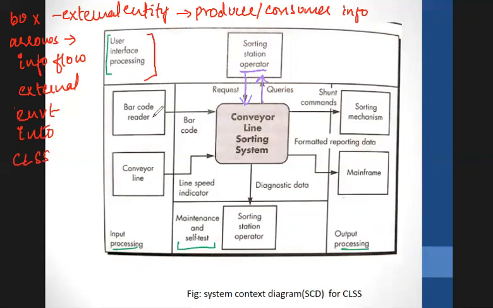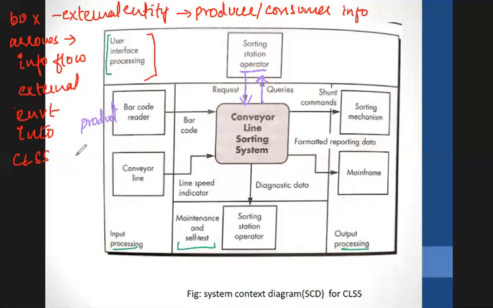Now when your turn comes, for each and every product that you've purchased, each and every product is going to have the barcode. So you're going to scan your products across the barcode reader, and then your product is going to pass through the conveyor line. This conveyor line is the moving belt on which you place your items, and they move forward. As your items move forward, you're going to scan each of the product's barcode, and this is your input that is given to the CLSS. Now this CLSS is going to issue the different shunt commands for sorting mechanism.